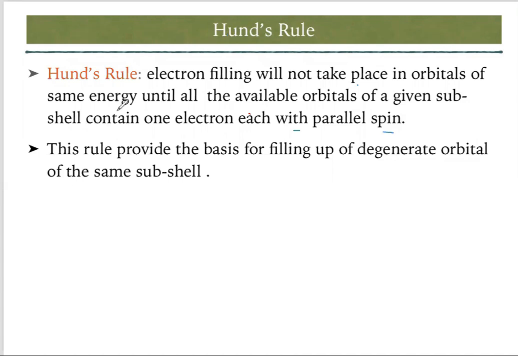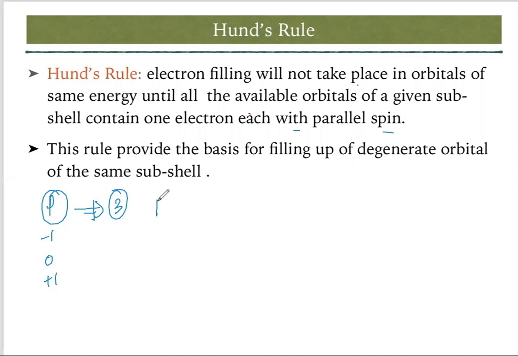See, what is the meaning? Electron filling will not take place in orbitals of the same energy level, or degenerate orbitals, until each is singly filled. Take a small example like the p subshell. How many degenerate orbitals does the p subshell have? That is 3, so we can say the m values are -1, 0 and +1. So 3 degenerate orbitals.